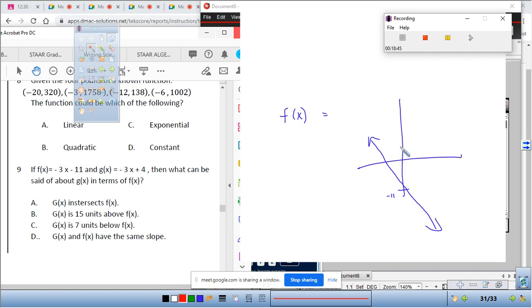G of x is a positive 4. Same slope, because they both have a negative 3. So they don't touch and get closer. Then we're finishing with g of x in terms of f of x. Is g of x below? Oh, this is g of x. G of x is below f of x. No, g of x is above. F of x is below. G of x is below f of x. No. G of x and f of x have the same slope? Yes, they do. Same slope, negative 3 and negative 3. B is the answer.